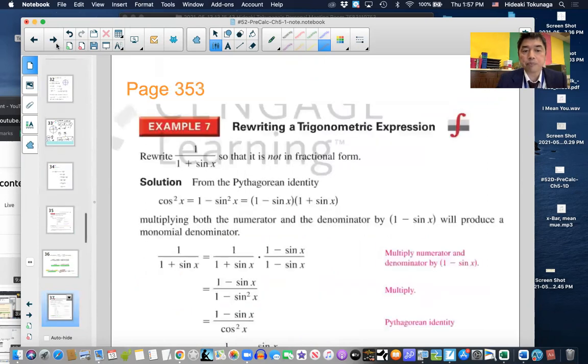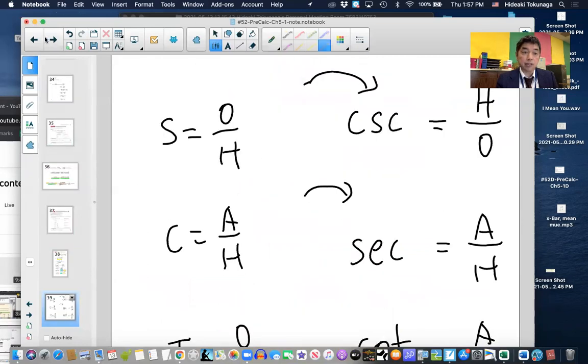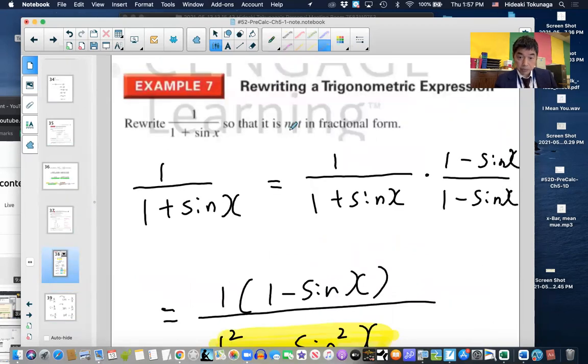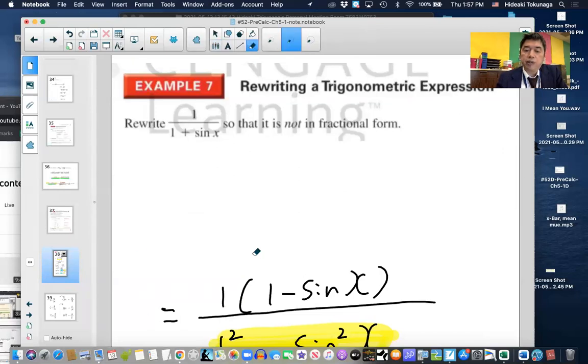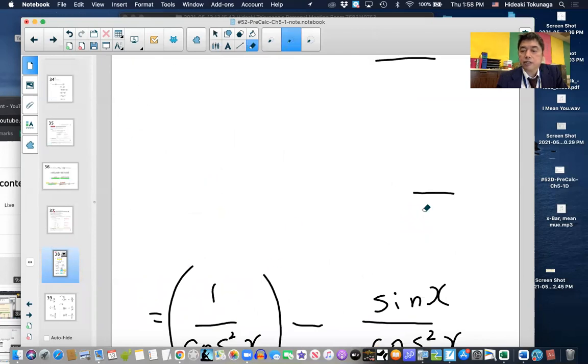Example 7 is this question. I opened example 7, so maybe I'll type it, so it might be a little cleaner to see. Okay, so we have to use this one for non-fractional form. So let me hide the answer here. So I'll redo this one.